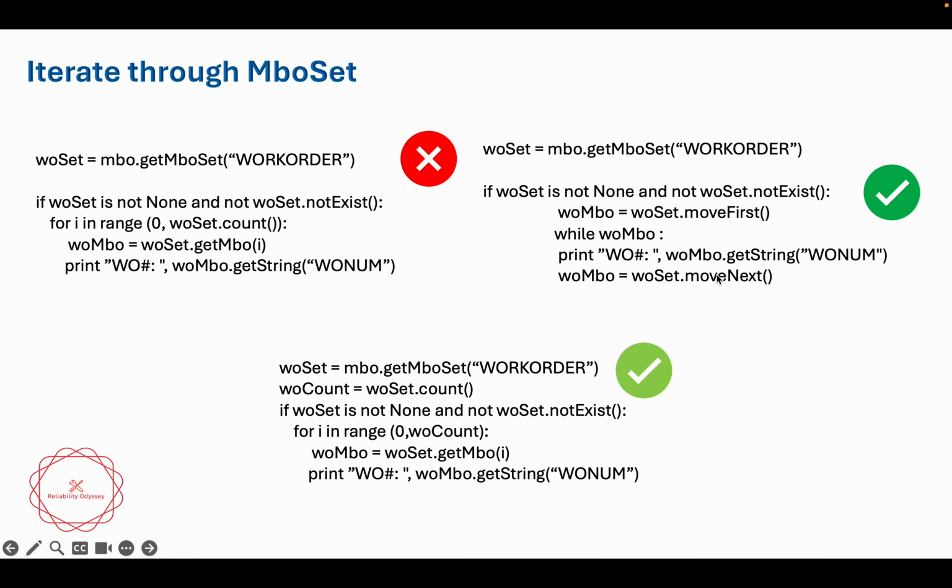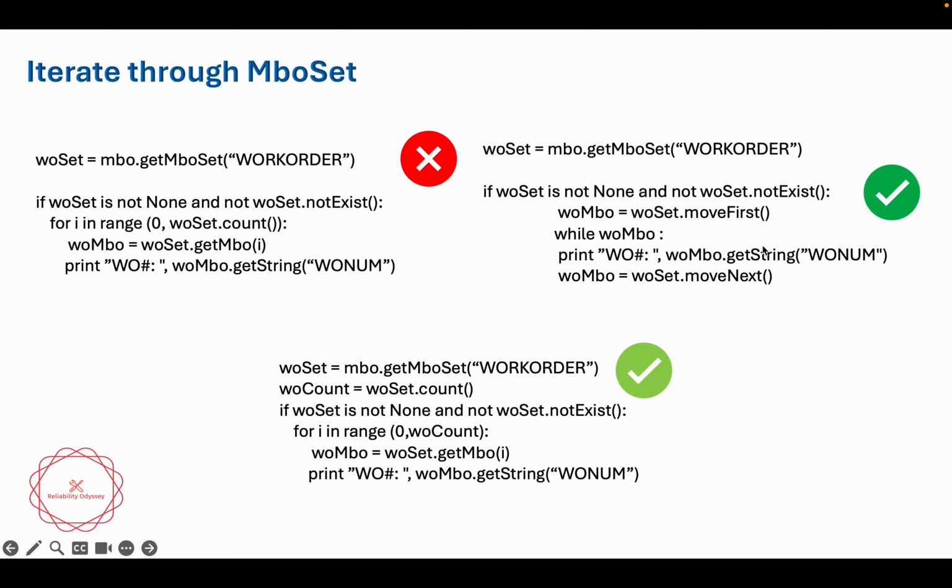Check whether the MboSet is null or not, and after that do the move first and take a reference of the MBO while doing move first. Then you will use MBO.getString, fetch the attribute which you want, and finally go for MboSet.move next.